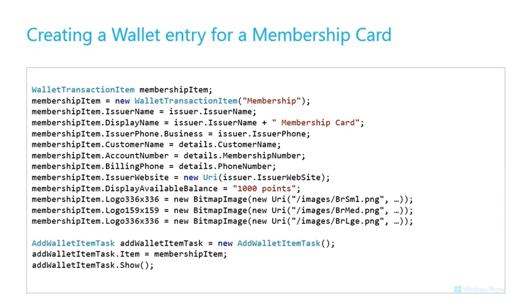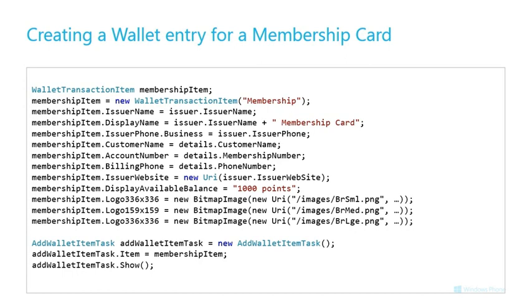So here's an example of creating a wallet entry for a membership card. You see newing up that wallet transaction item, and then having those standard fields you might expect, like issuer name and customer name and all those things, as well as bitmaps to show you how the card might look. Yeah, that's right. And those three lines at the bottom, add wallet item task, it's another one of these launcher guys. It's a launcher and chooser.